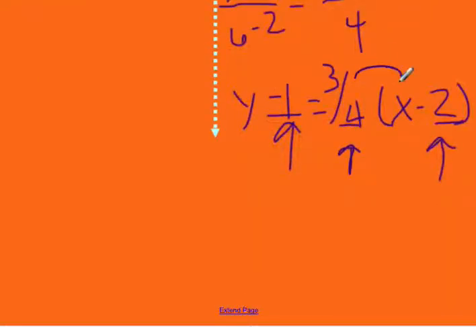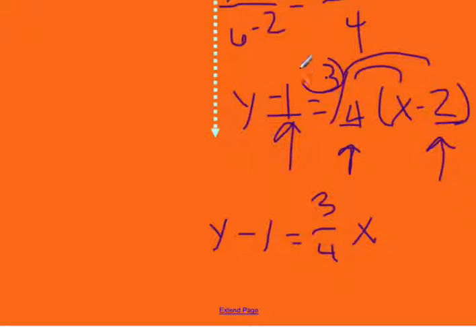So now I'm going to distribute in that 3/4. So I have y minus 1. 3/4 times x is going to give me simply 3/4 times x. Now 3/4 times negative 2 can get really confusing. So basically it's 3 times 2, which is 6, and then that's going to be divided by 4. We'll worry about reducing that fraction in a second.